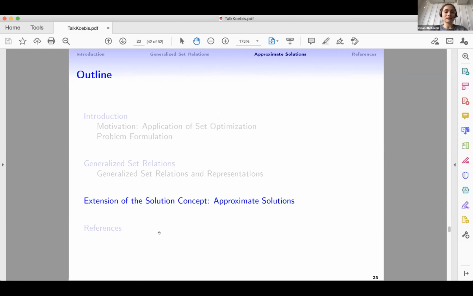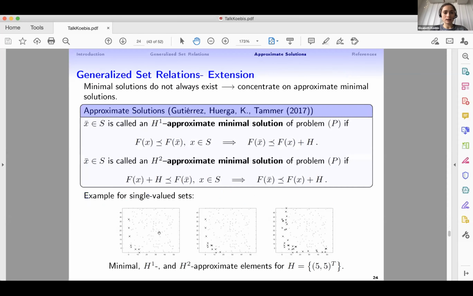And now it is very well known that optimal solutions of optimization problems do not always exist. And therefore, it's important to consider approximate solutions as well. And this is what we have done in a work with Gutierrez, Huerga, and Tama. So here we said that X bar is, for example, an H1 approximate minimal solution of the original problem if for all X, if this is fulfilled, then f of x should be better than f of x plus h. So here this h is on the right-hand side, but here it does not appear.